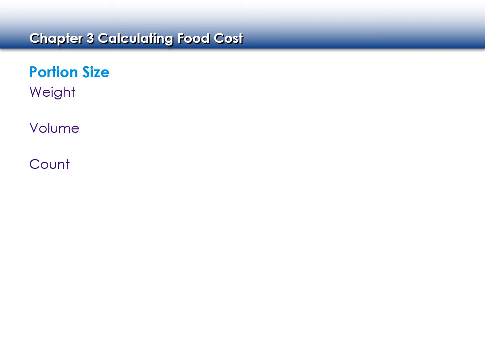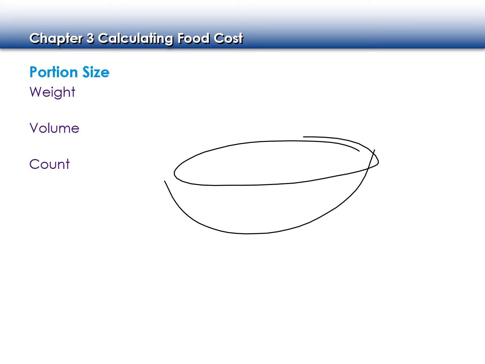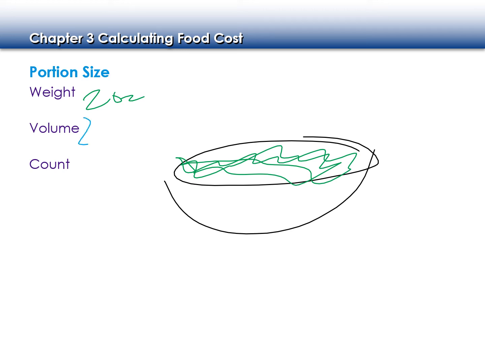So let's talk about a menu item. Let's use a salad as our example. Here's our salad bowl. What in our salad do we sell by the weight? The lettuce. So let's say we have 2 ounces of greens. What about by volume? Our salad dressing, we do 2 ounces of blue cheese dressing.